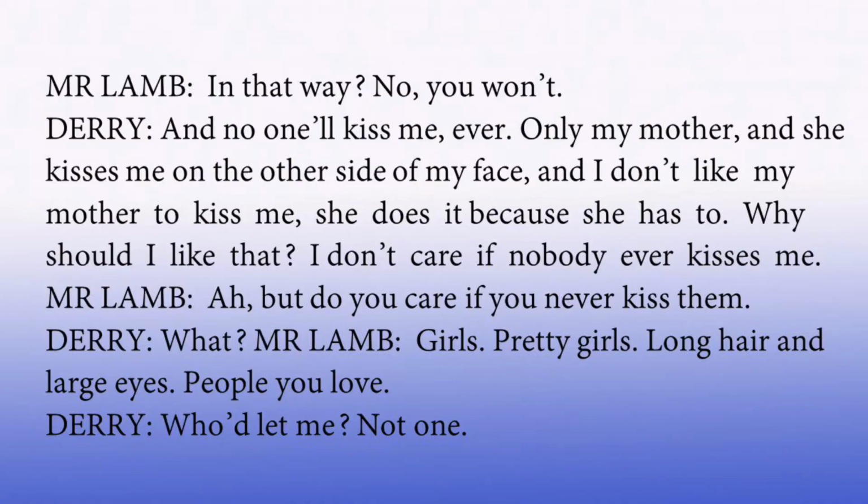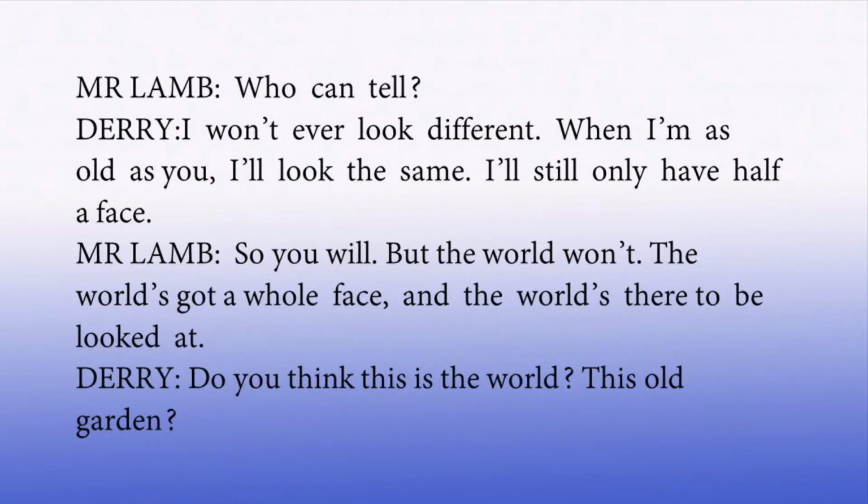Derry says, "Who would let me? Not one." So he is saying that nobody is going to allow me to love them. Not even one girl would love me. So that is what he is trying to say here. Mr. Lamb says, "Who can tell?" So he is saying that who knows, there may be somebody who would love you. Derry says, "I won't ever look different."